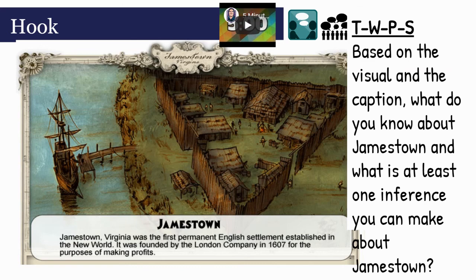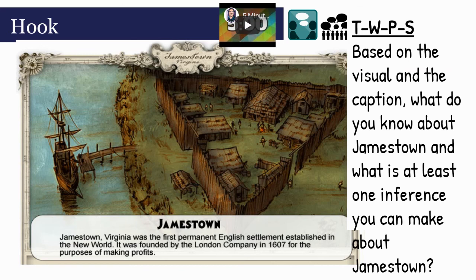And we know, based on our lessons last week and Monday's lesson, that America was the New World to the Europeans, who had, in their sense, discovered a new territory. It was founded by the London Company in 1607 for the purposes of making profits. So now I know that it was founded by a company for economic reasons. They are coming to make money. And I also know it's founded in 1607.